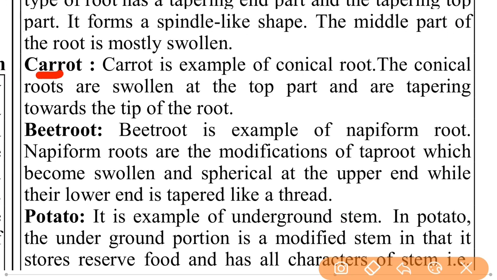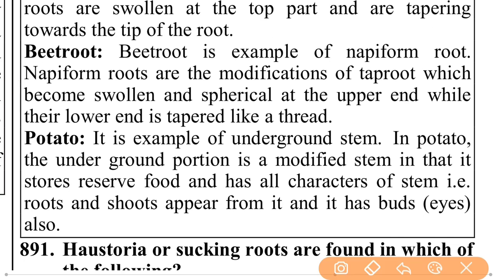Carrot is an example of conical root. The conical roots are swollen at the top part and are tapering toward the tip of the root. Beetroot is an example of napiform root. Napiform roots are a modification of taproot, which become swollen and spherical at the upper end while their lower end is tapered like a thread.